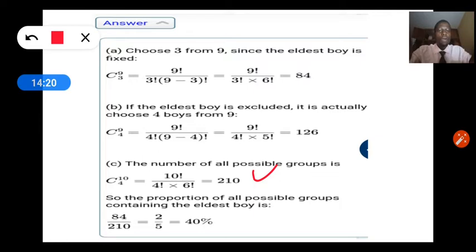So the number of groups that involve the eldest boy is 84. So the proportion will now be 84 over the total, 210. Simplifying, that gives us 40%. 2 over 5 times 100 will give us 40%. That's the proportion the question is talking about.